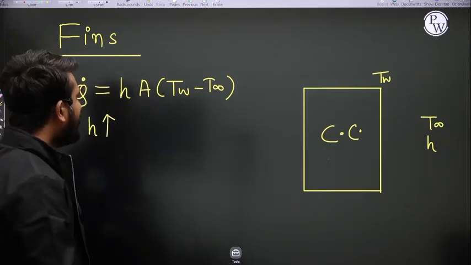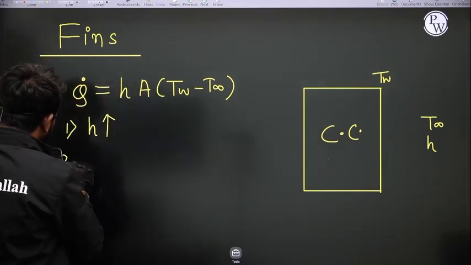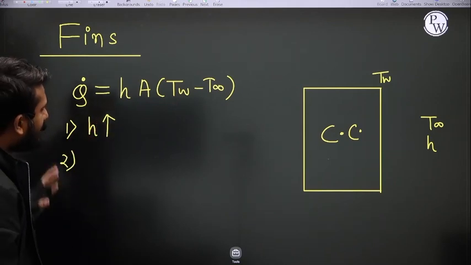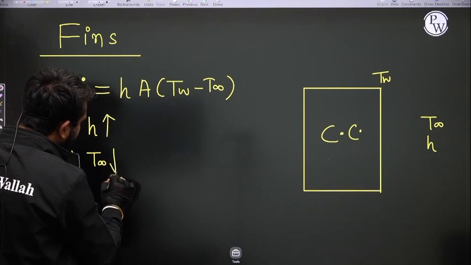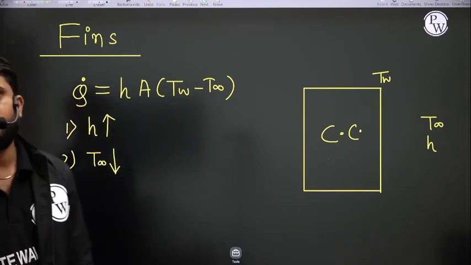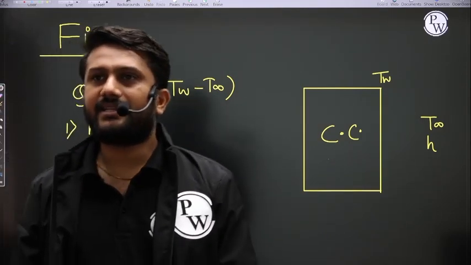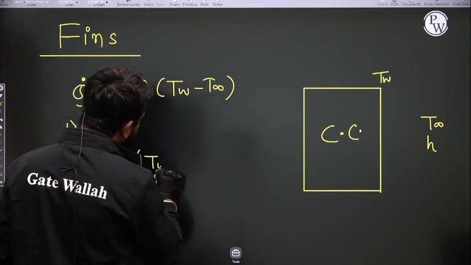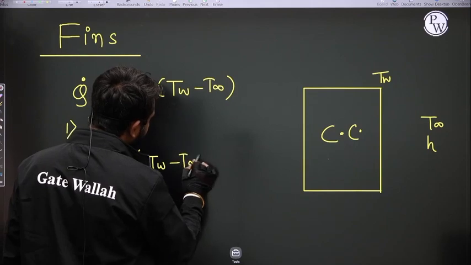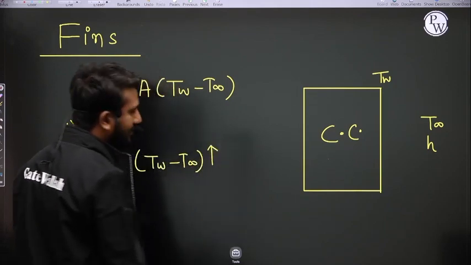What is another way? Right, another way is by decreasing the ambient temperature, so that this TW minus T infinity should be increased.